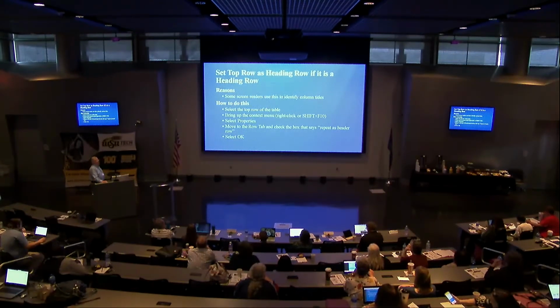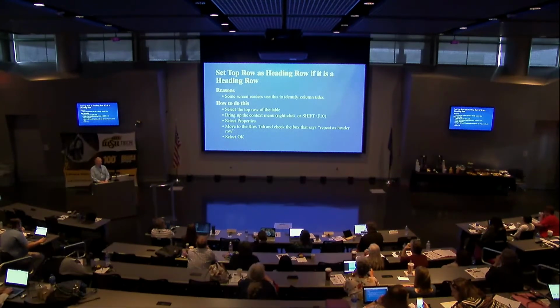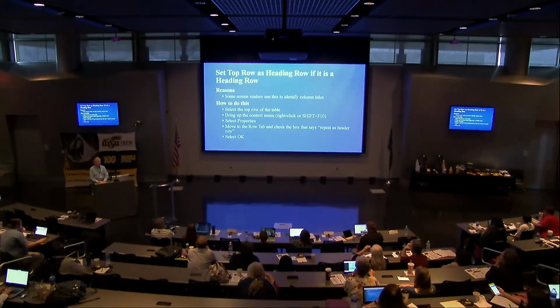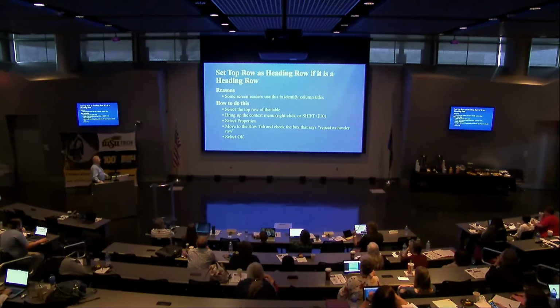Set the top row of your table as a header row. Why do you want to do this? It helps screen reading technologies identify what the column is as they move through it. So, technologies such as JAWS and NVDA can better announce the column information as you're moving across the table and know what column you're in, okay?